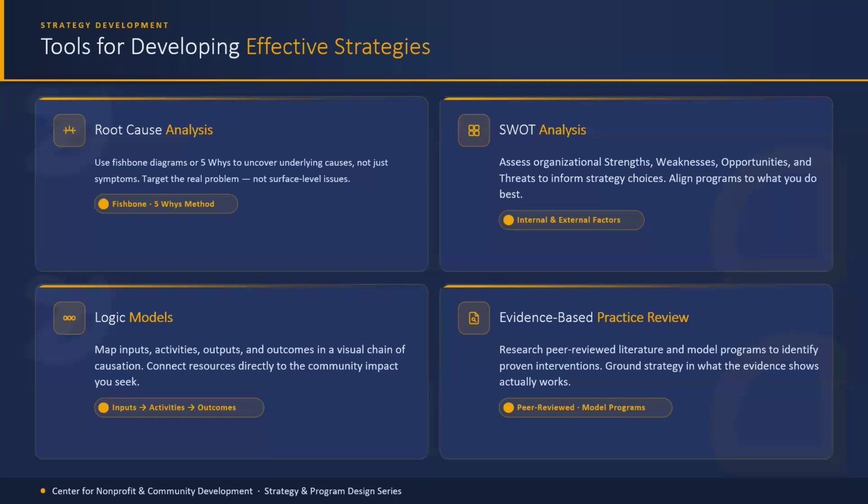Read this right here: root cause analyst. Use fishbone diagram or 5 whys to uncover underlying causes, not just symptoms. Target the real problem, not the surface level issue. That's like the fishbone. When you say the problem is that the child has a gun in his hand, no, that's not the problem. That's the result of something. So we have to go to the root cause of the problem to find out why.